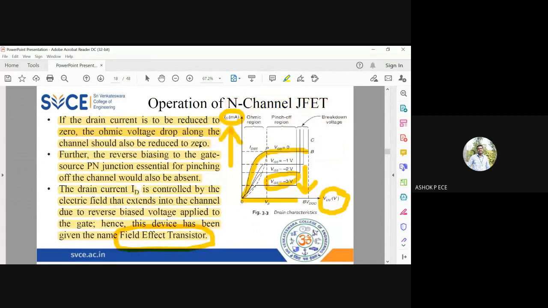In a BJT, we have three currents: collector current, emitter current, and base current. But in a JFET, we have only one current, called the drain current. We don't have a gate current and source current. We have only one current of significance, the drain current, and two voltages, VGS and VDS. So VGS, VDS, and ID are the three important parameters of your JFET. The drain current is dependent on VGS and VDS, so these three parameters dictate all the terms of your JFET.